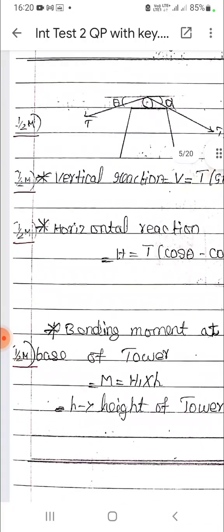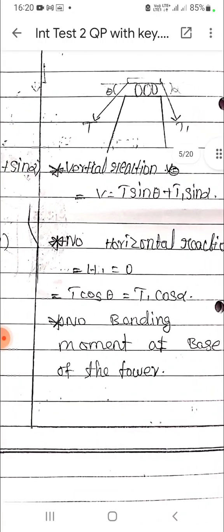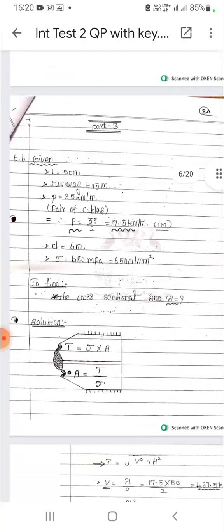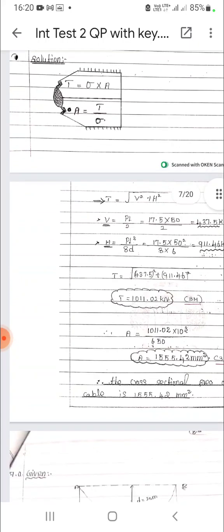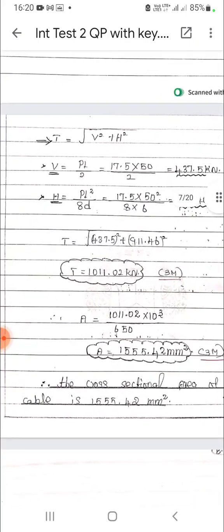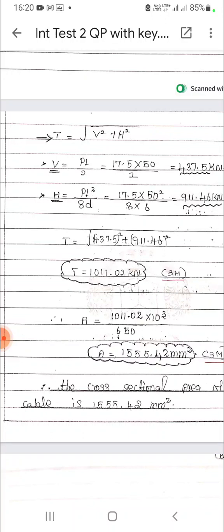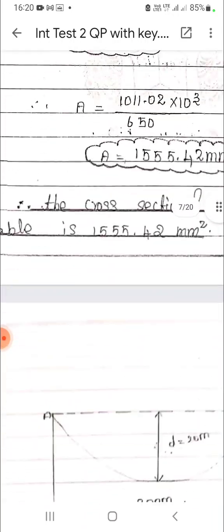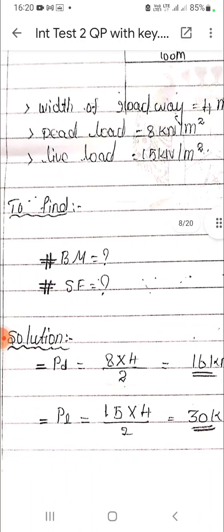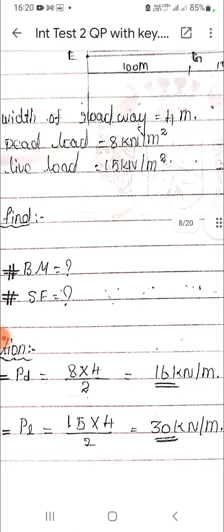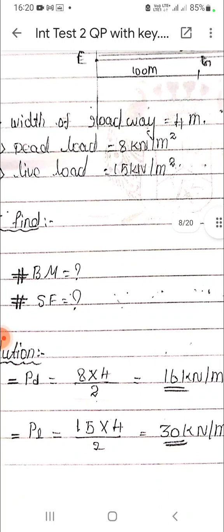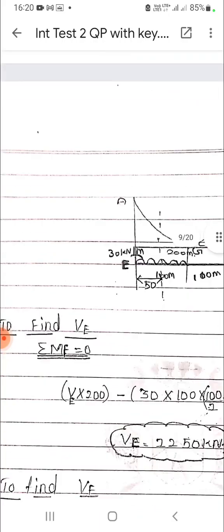See here. This is actually the paper of Chandra Kumari, our classmate who has done very well. So you have to write like this. See, she has done everything correctly. And in 6B she multiplies 1011.02 into 10 power 3 into 1000 to convert to Newton, because 650 is Newton per mm square sigma. So that you have to do correctly. And here she has done beautifully. Dead load she has multiplied into 4, which is the width of roadway, and then divided by 2 because we have a pair of cables. So this is how you have to do.